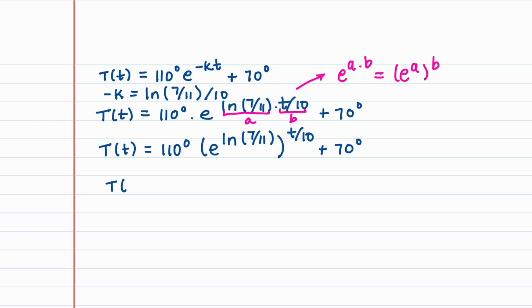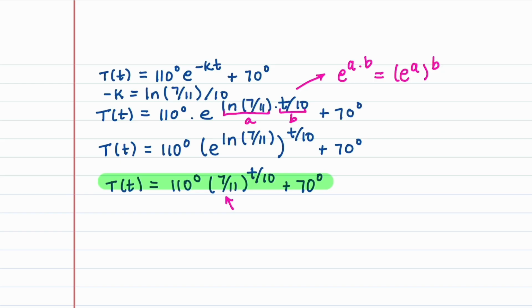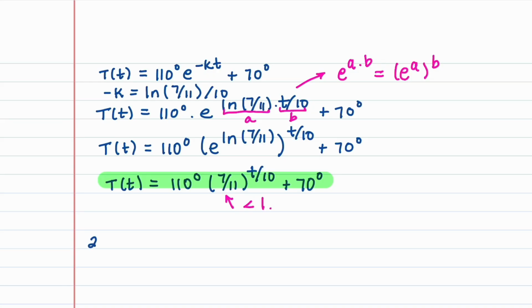Now we can write the final answer. Our temperature is 110 degrees. The e and the natural log cancel out, and we have 7 over 11 to the t over 10 plus 70 degrees. And there's the solution to our differential equation. The key takeaway here is that our temperature decays exponentially. And the reason for that is this number here, 7 over 11, is less than 1. Now let's go on to our second part.